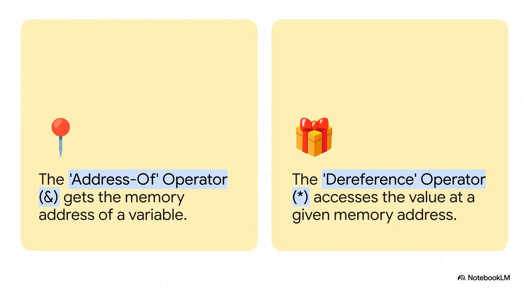And to actually work with these addresses, C++ gives us two super important operators. First, there's the address-of operator. That's the ampersand (&). You use it to ask, hey, where does this variable live? Then there's the dereference operator, the asterisk (*). It does the exact opposite. It says, okay, I've got this address, now go there and tell me what's inside.